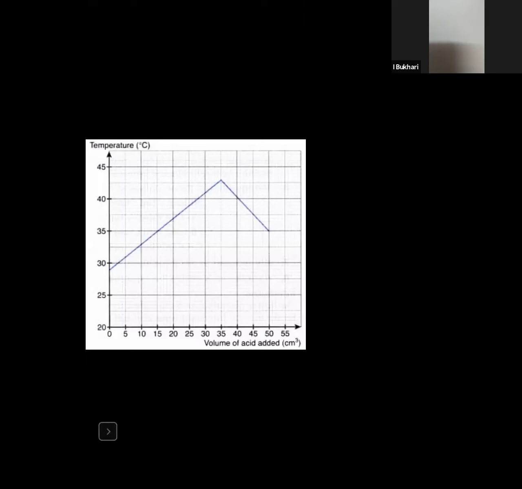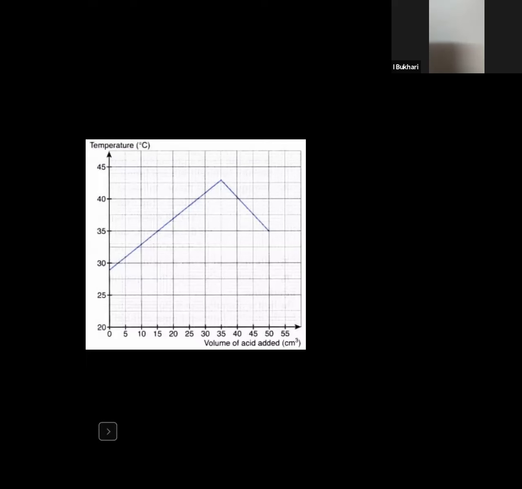So what does this graph tell us? That as we are adding acid, more and more molecules of acid are available to react with the alkali, which is already in the beaker. And as the molecules are reacting, energy is being released, right? And that energy is increasing the temperature, okay? And so the rise in temperature is a straight line. That's a linear increase in temperature.